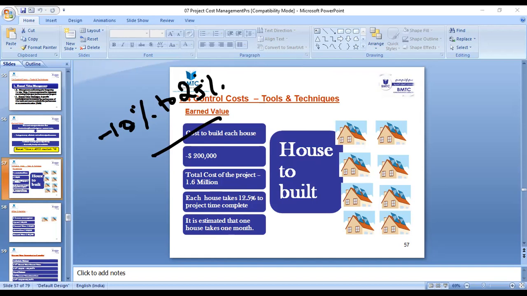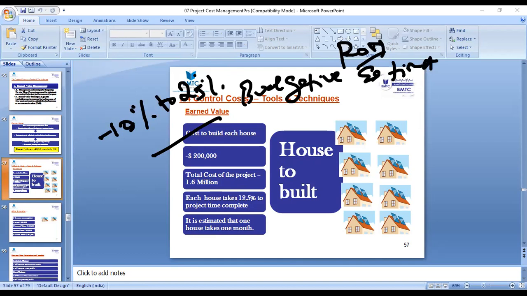What is the name given to the range of values for parametric and 3-point? If I call the analogous as ROM, rough order of magnitude, what name do I give for the beta, parametric and 3-point? I'll be calling this a budgetary estimation, right? Budgetary estimate. So the range of values will be minus 10%, plus 25%. This is the inner limit and this is the outer limit. So you are able to reduce the spread size, bringing the inner limit and outer limit very close to the true value.